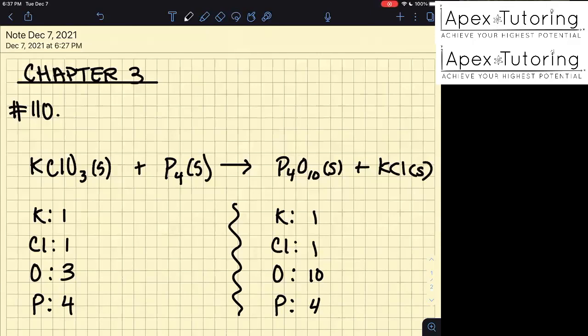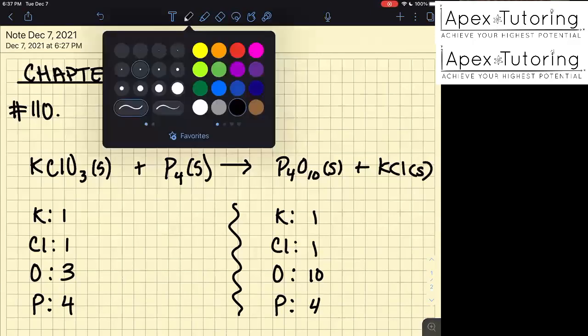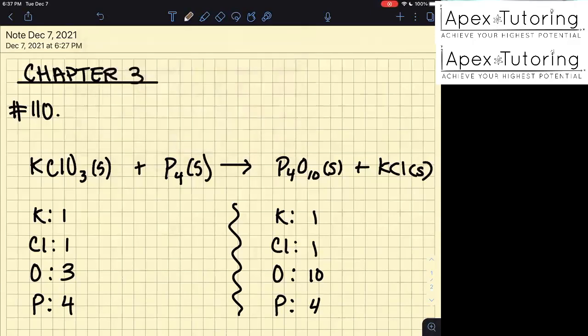We'll balance the oxygen. Multiply the first one by 10 and the other one by 3. Okay, then how do you do it? What do you do? Count what it changed. Okay, so where do we put the 10? On the first side in front of the K. Perfect. Okay, so what did it change?